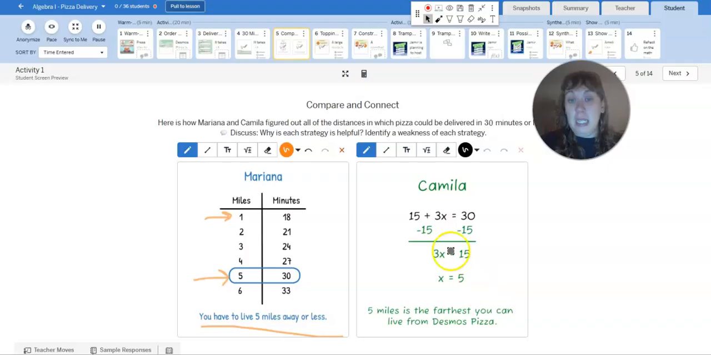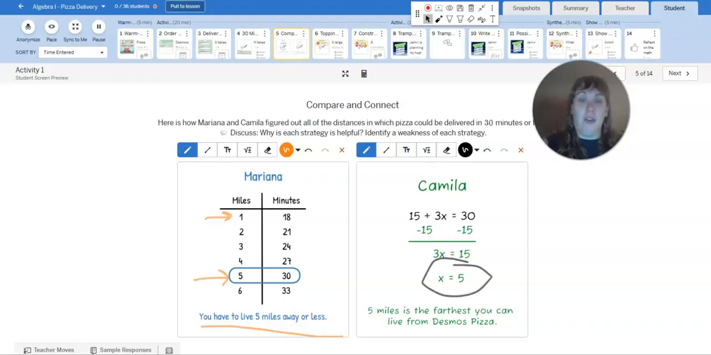Camilla did it like we did, where they took the equation and solved and got that the furthest distance is going to be 5 miles away. So for Mariana, it's really helpful to see how distances less than 5 miles are going to be less than 30 minutes. And this strategy worked, but it took a little while to get the answer because we have to plug in all of those miles to figure out what the minutes are for 1 through 5.